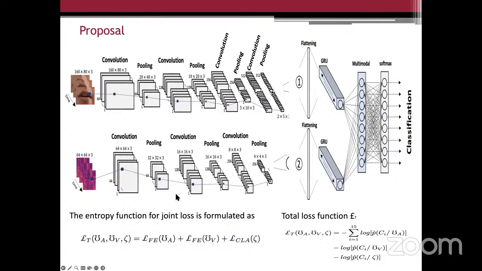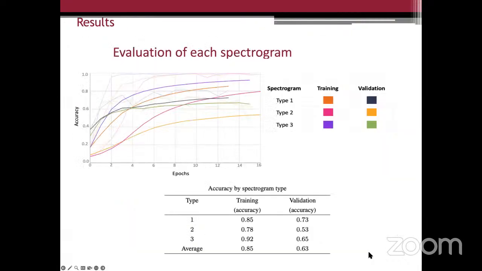And the entropy of the function for the loss is formulated with this formula. And the total loss function is structured like this, with the probability density function for audio, for video, and for classification. So there are three main tasks for the loss function. And CE is the loss for audio, the loss for video, and for classification.